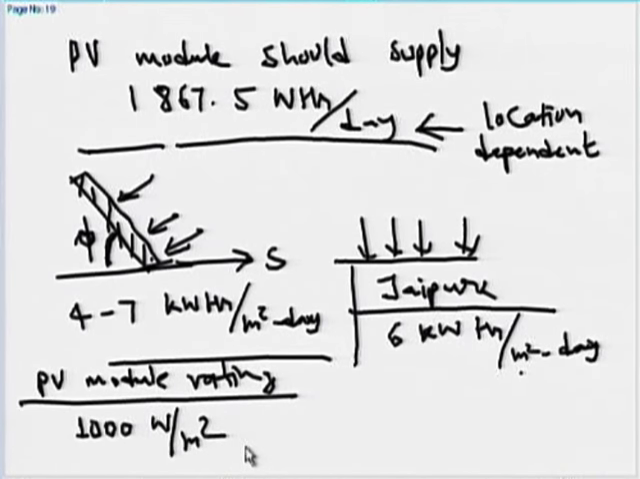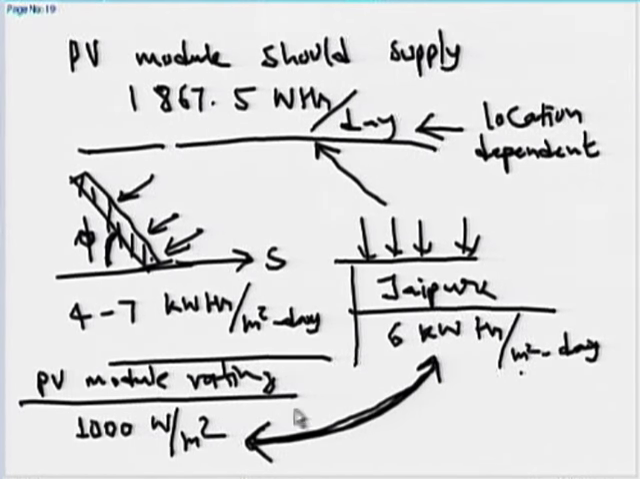When you are going to buy your PV module in the market, you will get the watt peak rating, and watt peak rating is given at 1000 watt per meter square. Can I correlate these two numbers so that it is useful here? This number is watt hour per day. If I divide this by hour per day, then I will get the watt peak requirement.